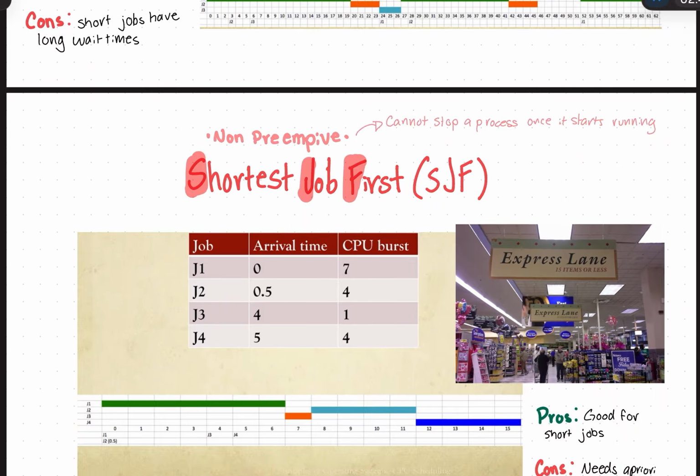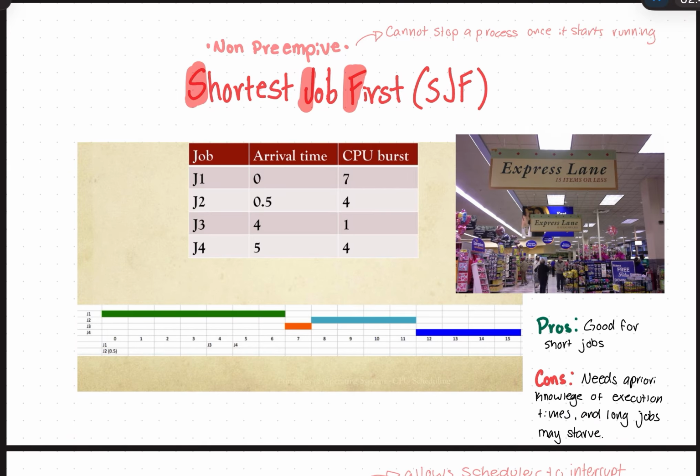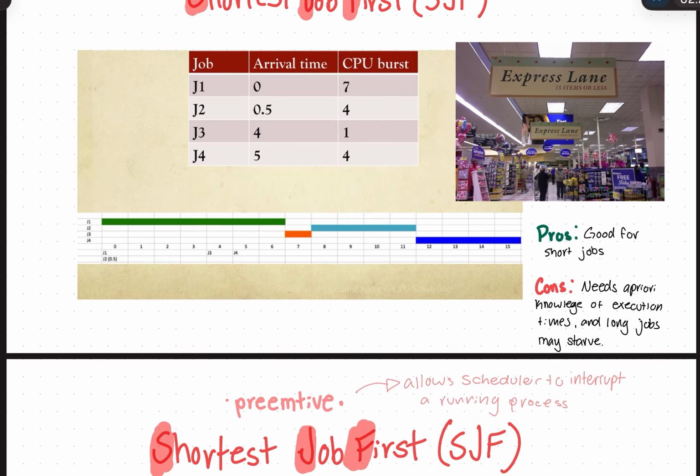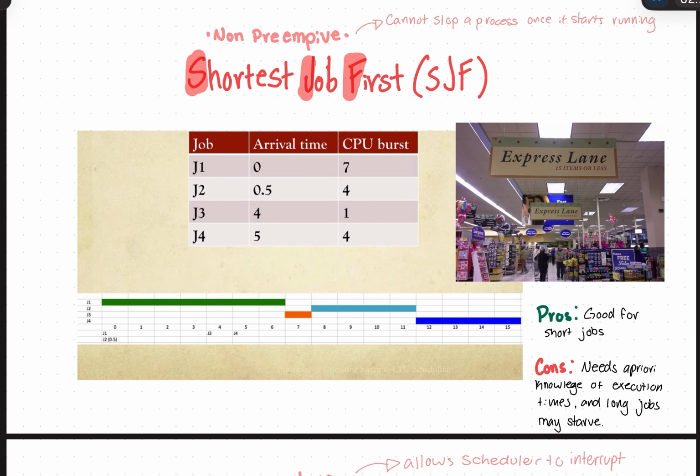Now we'll continue on to shortest job first. There are 2 different types, non-preemptive and preemptive. We're going to go through non-preemptive first. Basically that means we cannot stop a process once it starts running. You'll see here that I kind of equated it to the express lane. It's not a perfect analogy, but I think it gets the job done. It's better for short jobs than first come, first serve. But the cons are that it needs a priori knowledge of execution times and long jobs may starve. I had to look up how to pronounce this word, by the way.